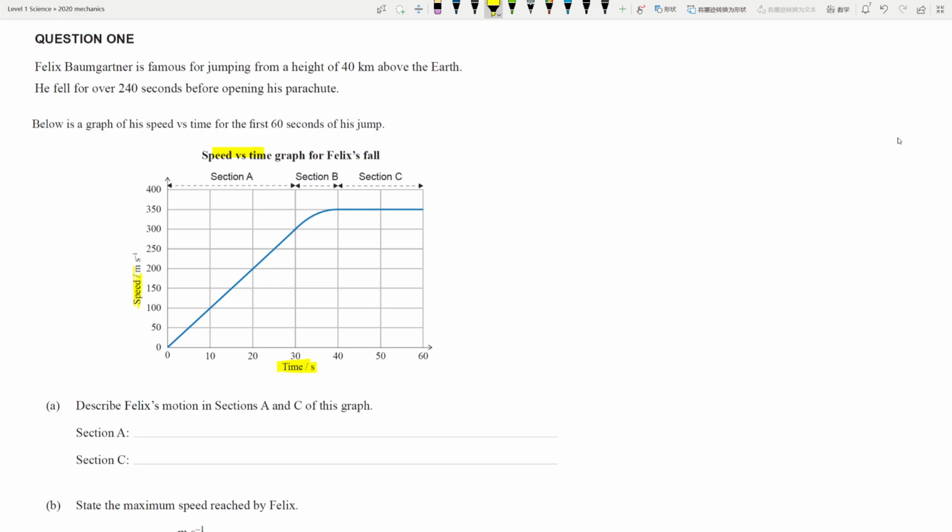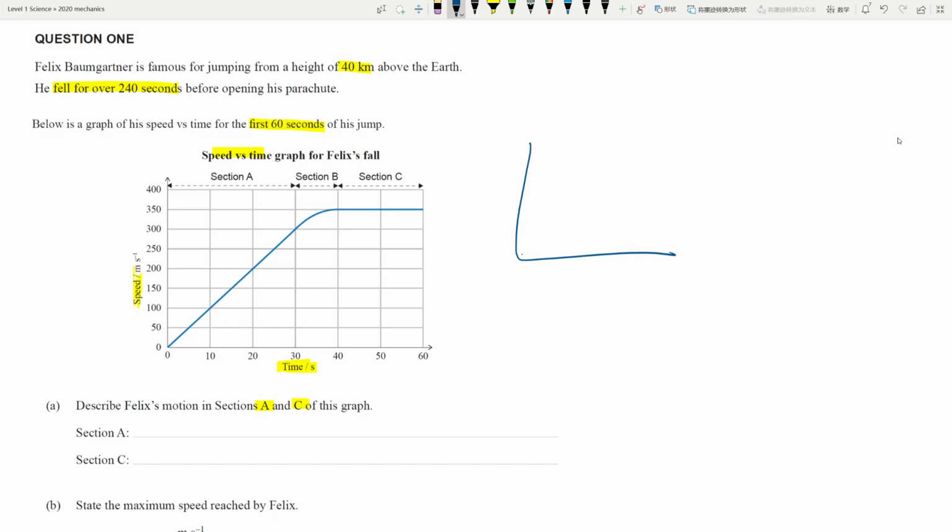So Felix, the famous jump from a height of 40 kilometers above the earth. He fell for 240 seconds or 4 minutes before opening his chute. So it's a graph for the first 60 seconds of his jump. Describe his motion in section A and section C. So this is a speed time graph.